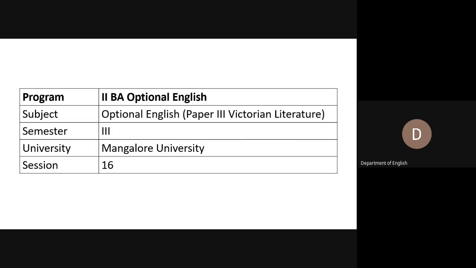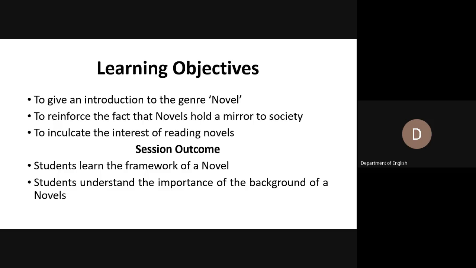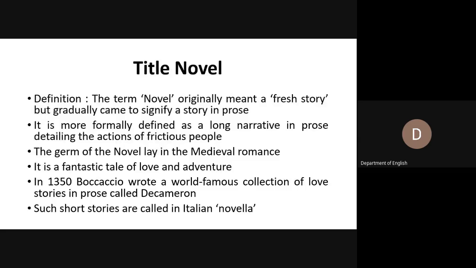In today's session, I will be dealing with the topic novel as a genre of writing. Let us first learn the origin of the term novel. The term novel originally meant a fresh story, but as time went on, it gradually came to signify a story in prose. It is more formally defined as a long narrative in prose dealing with the actions of fictitious people.